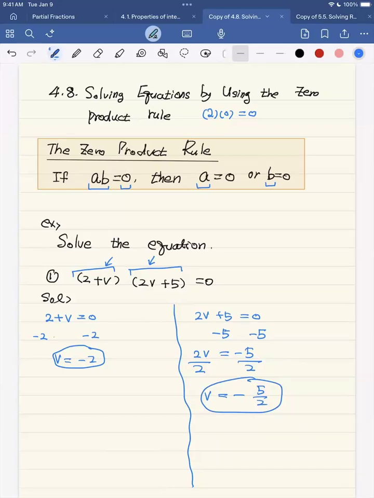If V equals negative 2, then it'll make the first factor 0. If V equals minus 5 over 2, then it'll make the second factor 0. So if V is either negative 2 or negative 5 over 2, then when we multiply together, we will get 0.